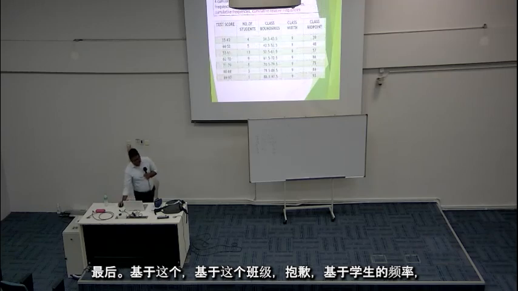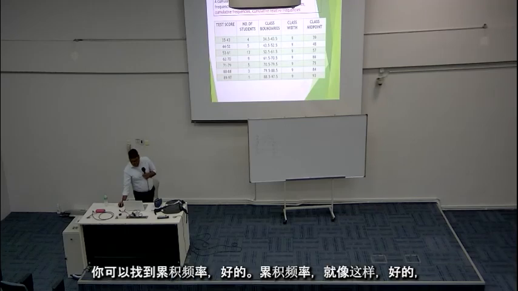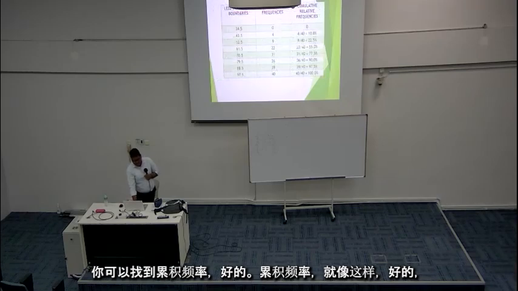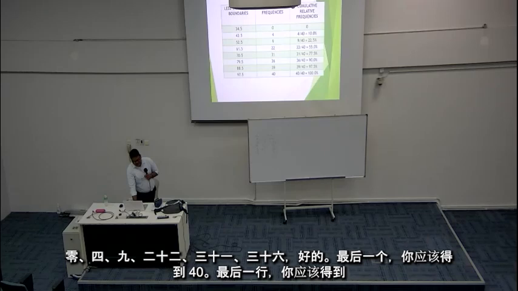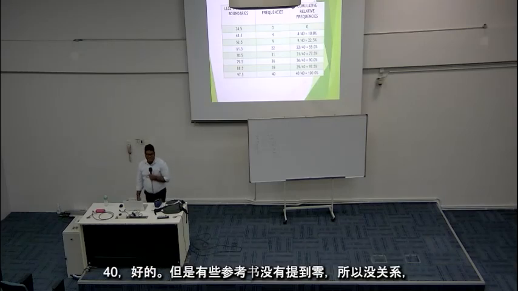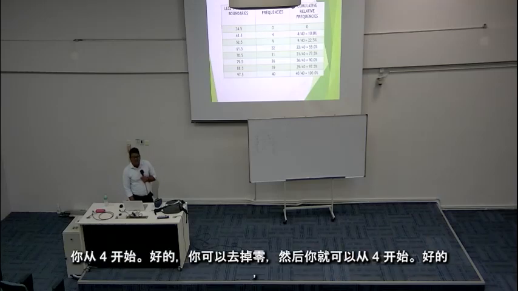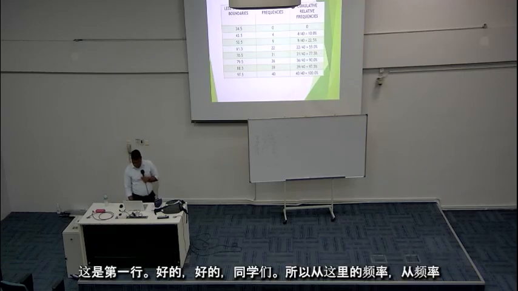Based on the number of students, or frequency, you can find the cumulative frequency. So the cumulative frequency is just like this: 0, 4, 9, 22, 31, 36. The last row, you should get 40. Some of the reference books don't mention 0, so it's okay, you can remove this 0 and start with 4 as the first row.